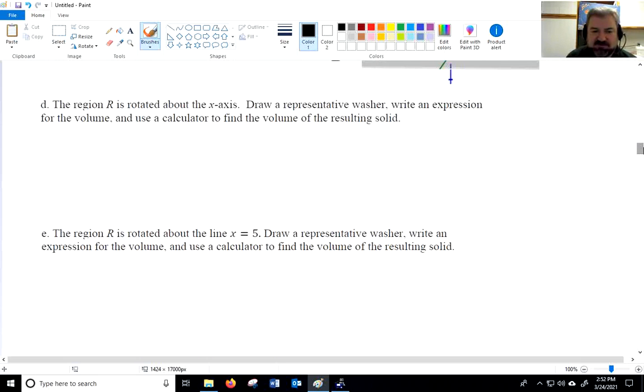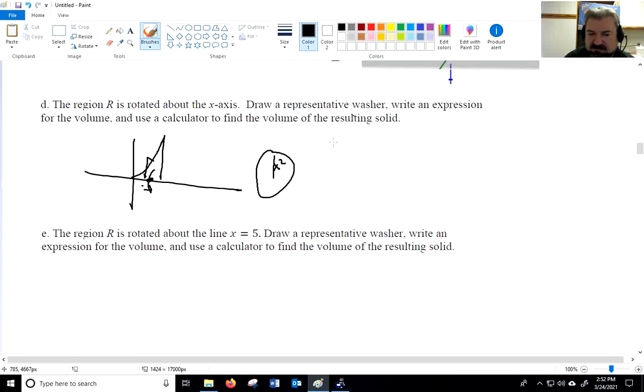All right, the region R is rotated about the x-axis. Draw a representative washer. Write an expression for the volume. Use your calculator to find the volume of the resulting solid. So if we rotate it around the x-axis, remember we had this as our region. To rotate around the x-axis, my outer radius for my shape is simply the curve, which we said was x squared. And there is no inner radius because this is flush right against the axis of revolution. So there's just one radius. We're really using disks here. So pi r squared, so x to the 4th dx, and then I'm going from 0 to 4.